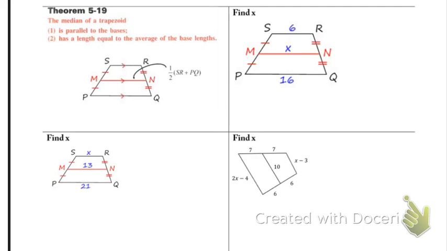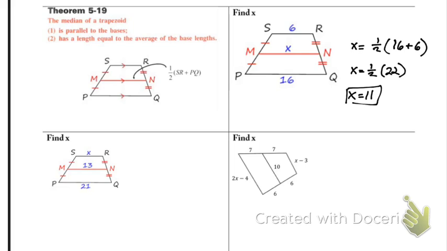So in here we have SR plus PQ times 1/2. How that's going to work with numbers? Well, I'm looking for x. Your median, which is x in this case, is going to equal 1/2 base 1. I'll call that my PQ, so I'll call it 16, plus 6. Well, x is going to be 1/2 of 22. X is going to equal the big old 11.